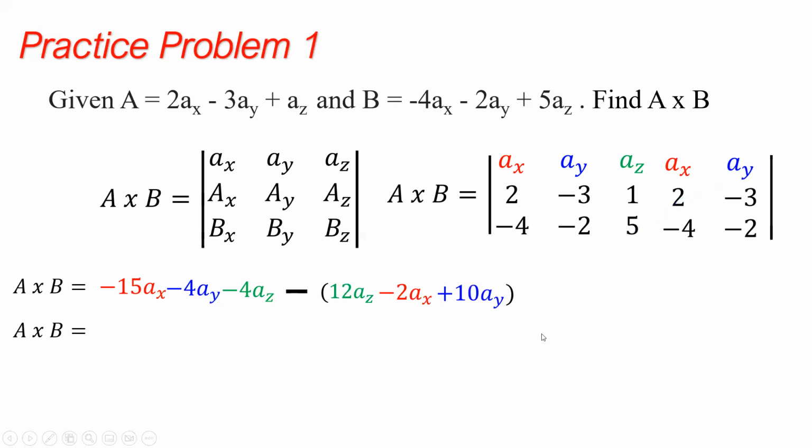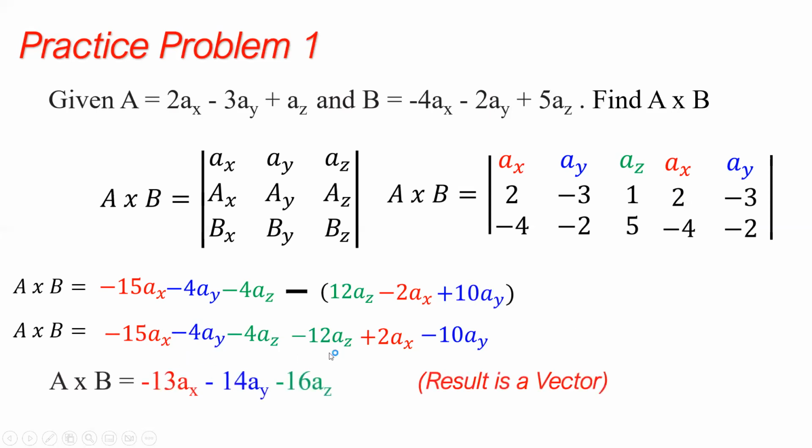So, ang gagawin natin, i-open naman natin itong nasa parenthesis. So, yung +12 A sub Z, since bubuksan na natin yung parenthesis natin, it will become -12 A sub Z. So, negative times negative, that will become +2 A sub X. Negative times +10 A sub Y, that will become -10 A sub Y. Then, i-combine natin yung like terms.